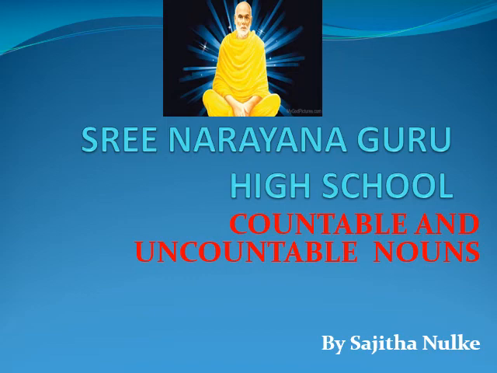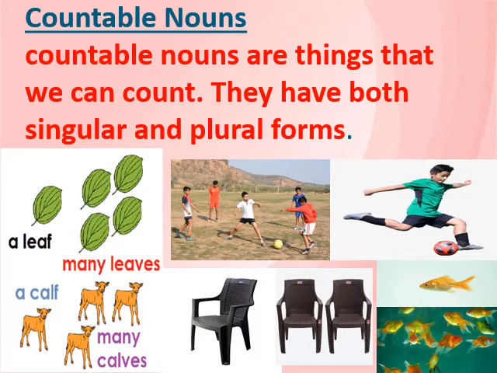Today in English grammar we will see about countable and uncountable nouns. Countable nouns. Countable nouns are things that we can count. They have both singular and plural forms.